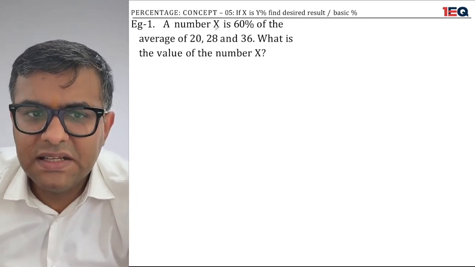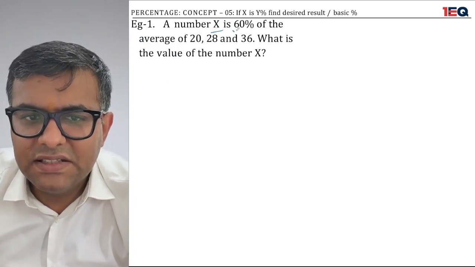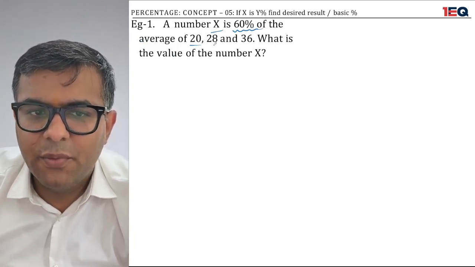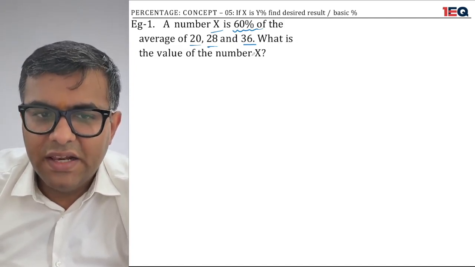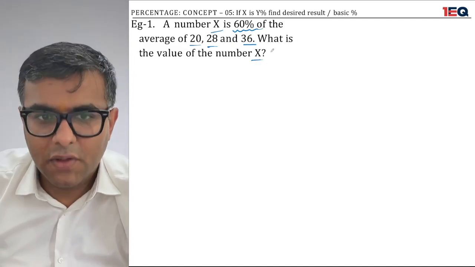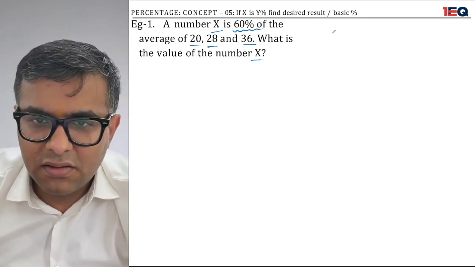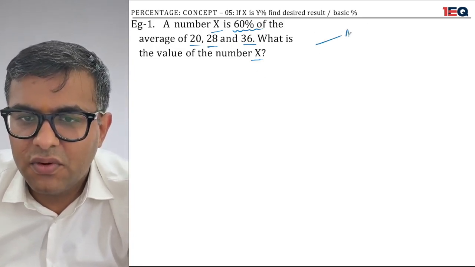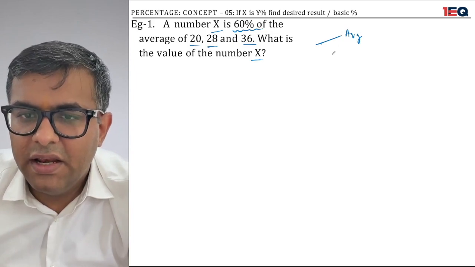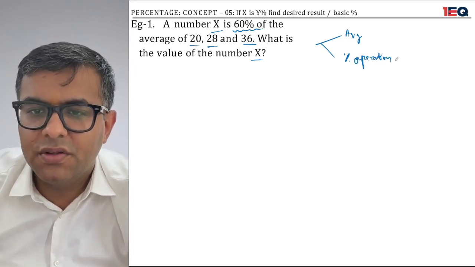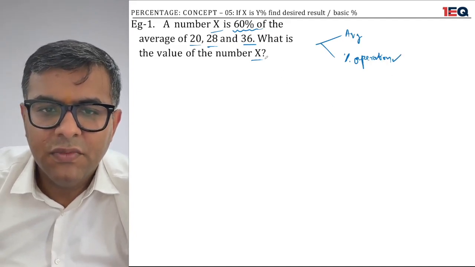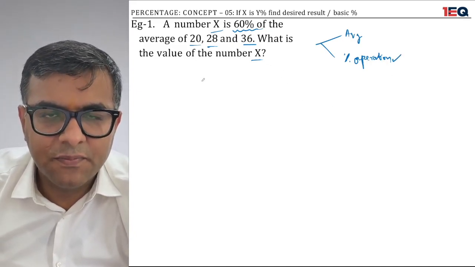The question says a number x is 60% of the average of 20, 28, and 36. What is the value of the number x? Firstly, it's a twofold question. First, I need to focus on the average, and then I need to apply a percentage operation on the average. So just see how I move about things.